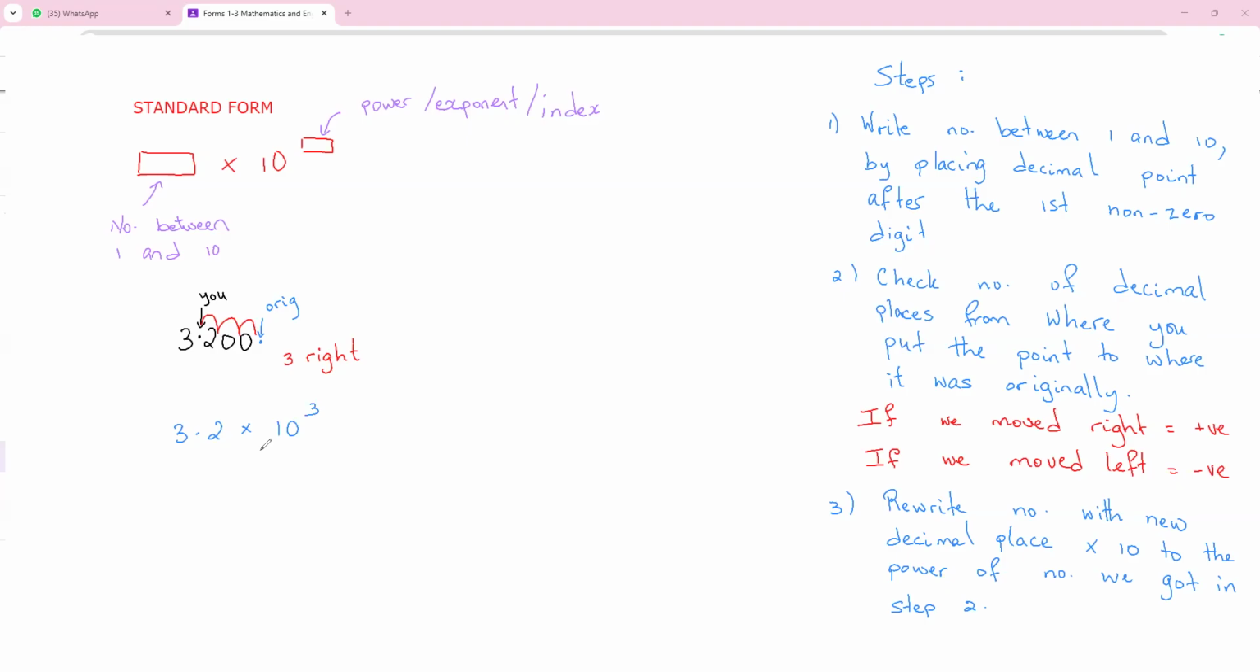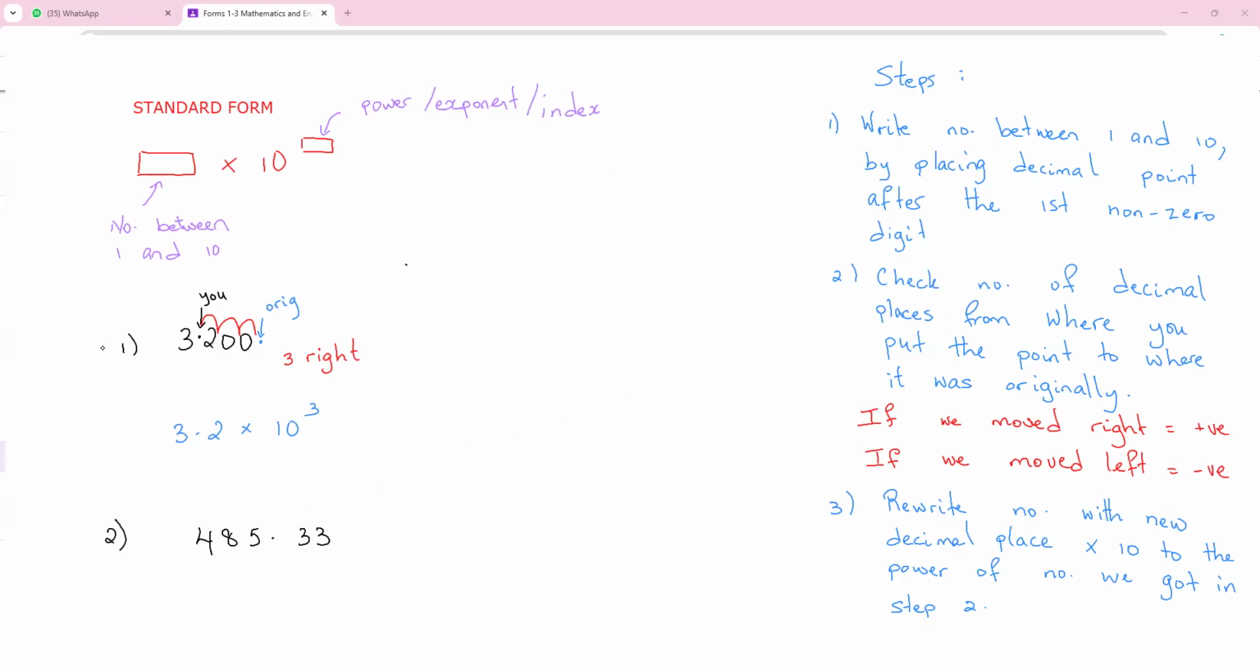Let's take a look at another one. So let's say they gave us this number, right? So this is number 1. So let's say number 2. So they gave us 485.33. You follow your steps.